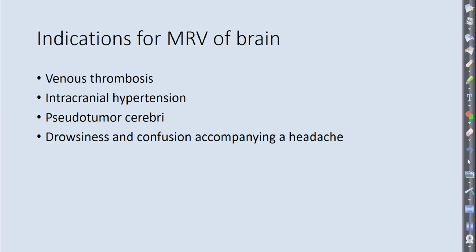All right, MRV. So once again, we're imaging the veins, not the arteries now. So some indications are venous thrombosis. What's a thrombosis? Clot. Great. Intracranial hypertension, pseudotumor, drowsiness, confusion, accompanied by a headache.